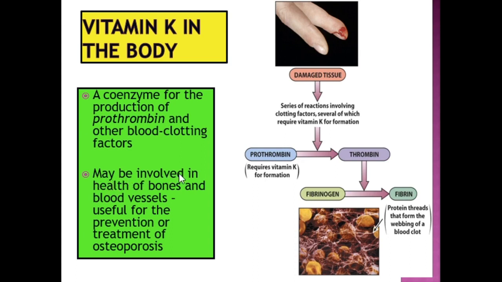Okay, vitamin K may be involved in the health of bone and blood vessels and is useful for the prevention and treatment of osteoporosis. So this is the other function of vitamin K. Osteoporosis, as we all know, is a bone health problem. So if we want to avoid osteoporosis, we have to take calcium, vitamin D, and also vitamin K.